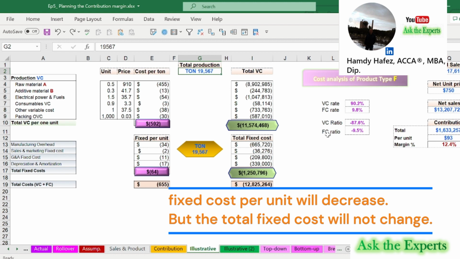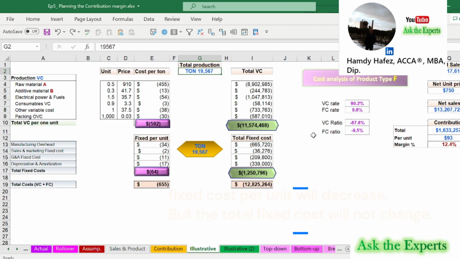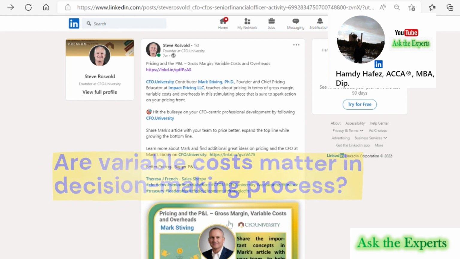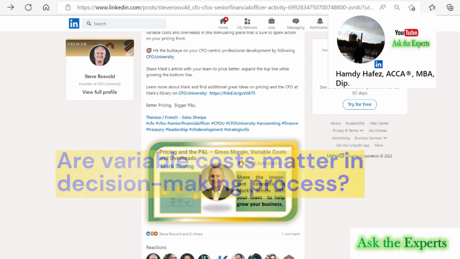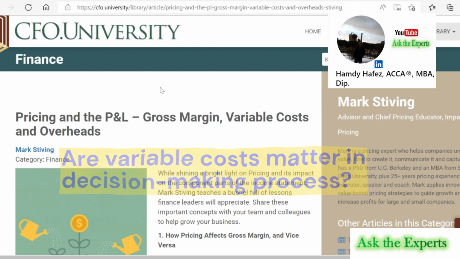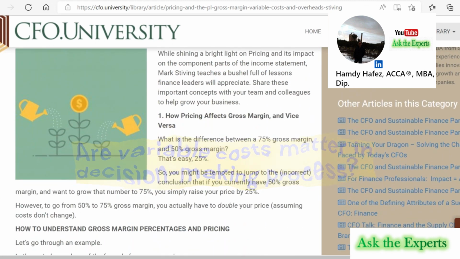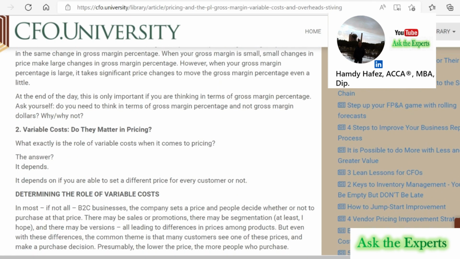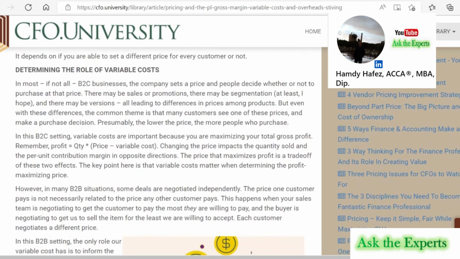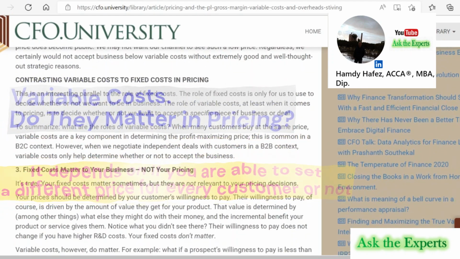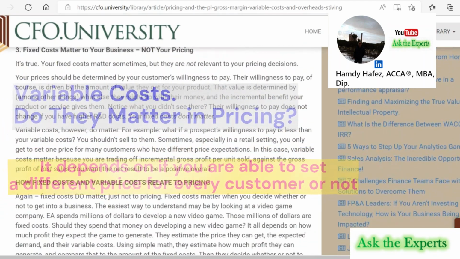But now, it seems that variable costs matter in the decision-making process, but how? In one of his articles, at the Library on CFO University, Dr. Mark Stiving discussed the effects of margins, variable costs and overheads in pricing and P&L. He discussed important questions, such as variable costs: do they matter in pricing? And what exactly is the role of variable costs when it comes to pricing? He concluded that it depends on whether you are able to set a different price for every customer or not.